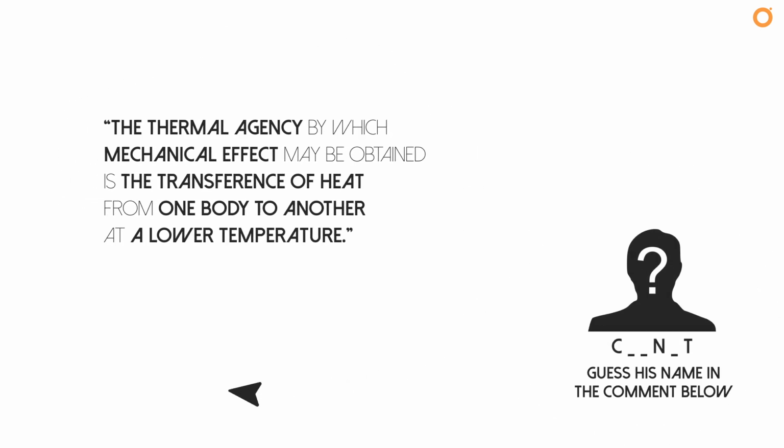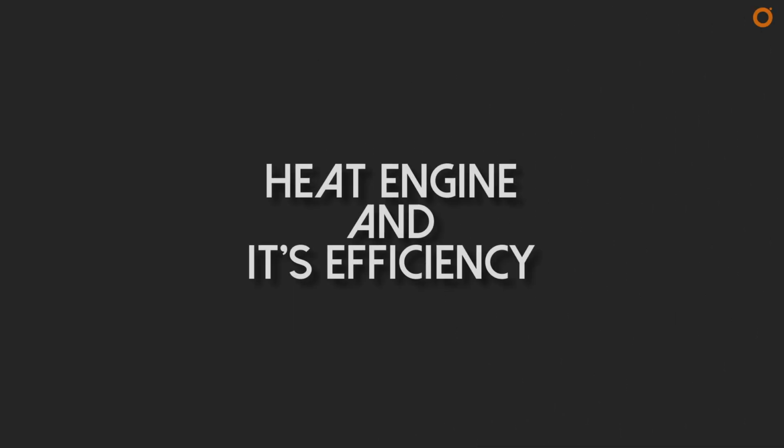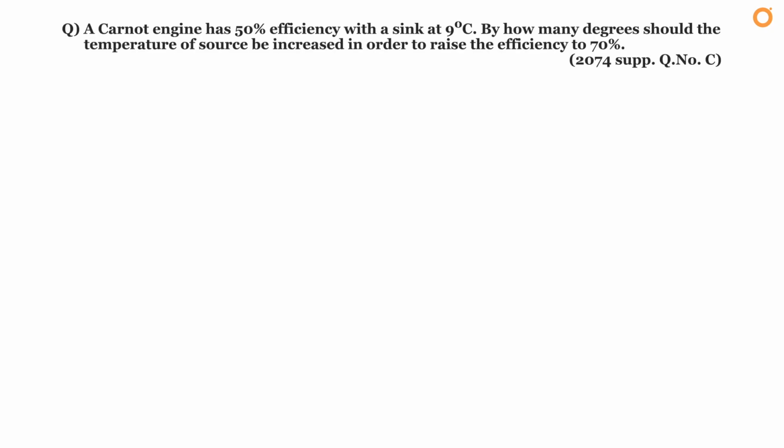Today we are learning about solving the problem related to the efficiency of heat engine. A Carnot engine has 50% efficiency with a sink at 9 degrees Celsius. By how many degrees should the temperature of source be increased in order to raise the efficiency to 70%? Before solving this problem, let's learn about heat engine and its efficiency.